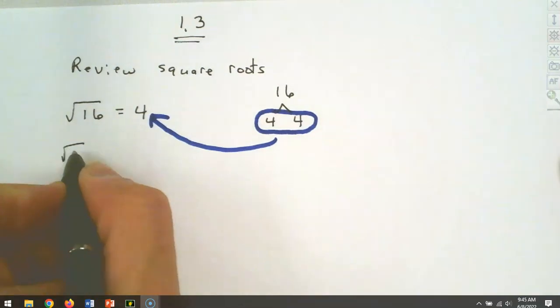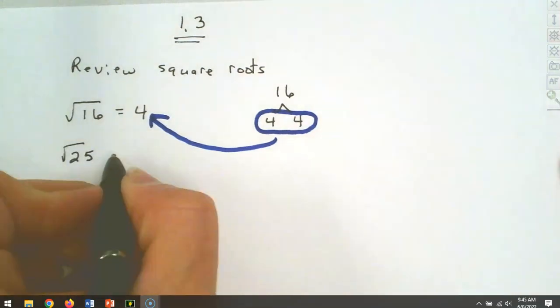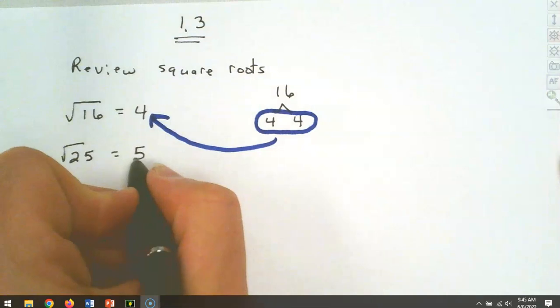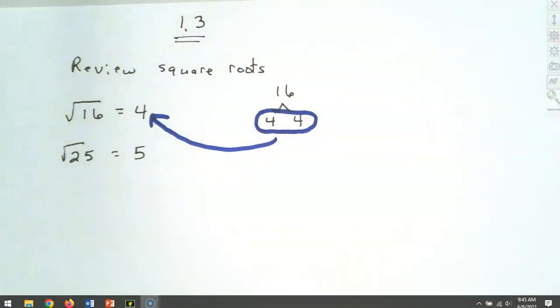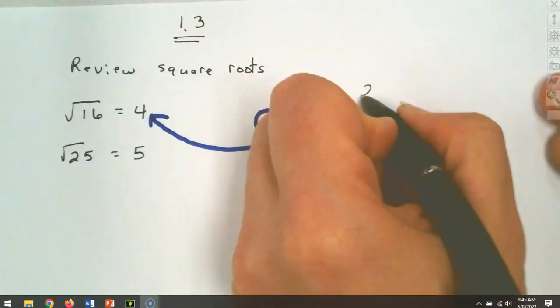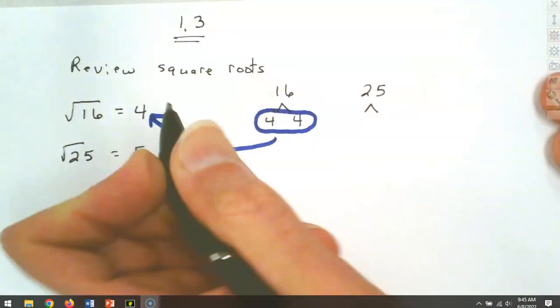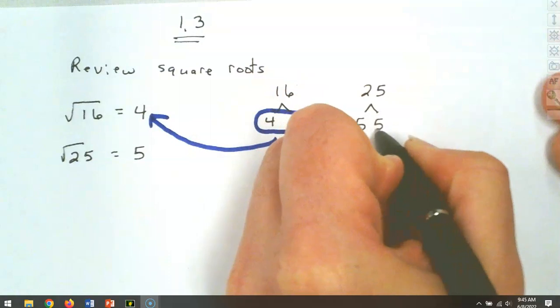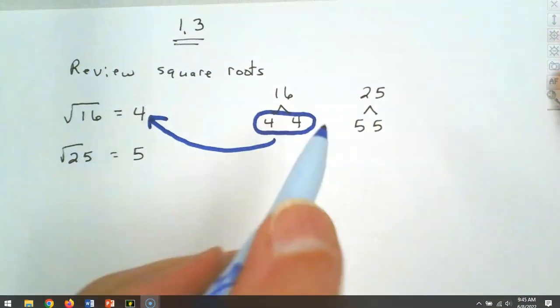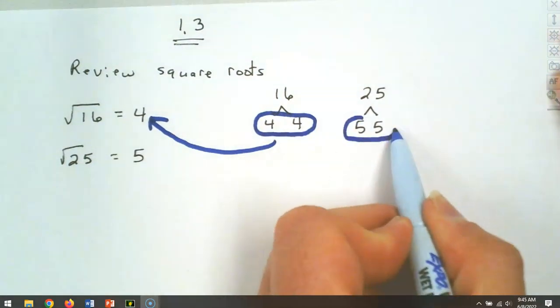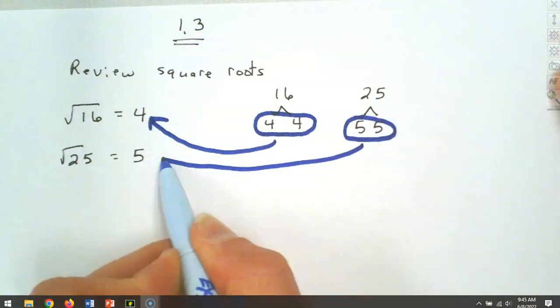Same thing with the square root of 25. Square root of 25 is simply 5 because 25 is 5 squared, right? Where it becomes a little bit different is when we have something left over. Because not everything is a perfect square.